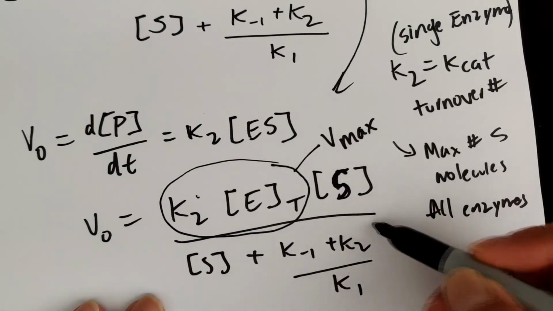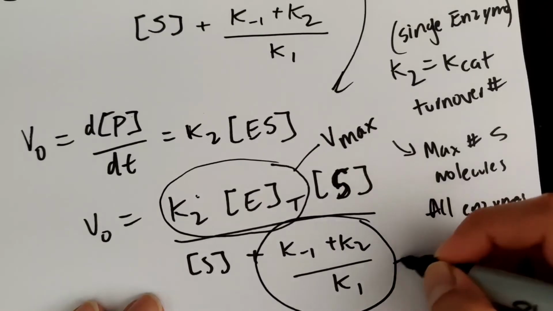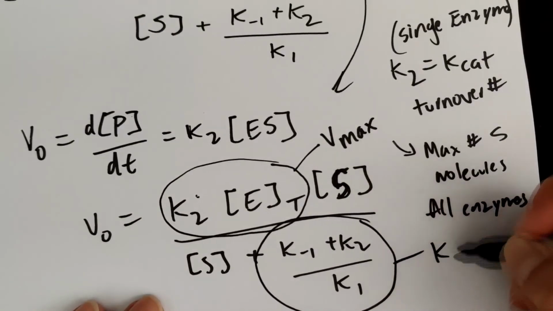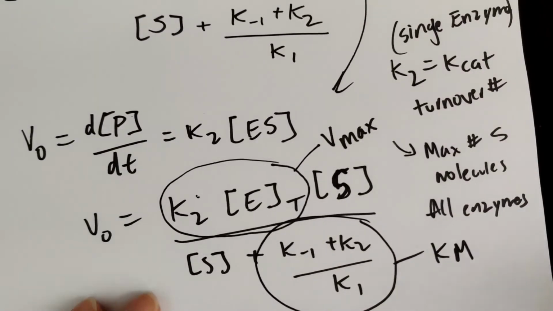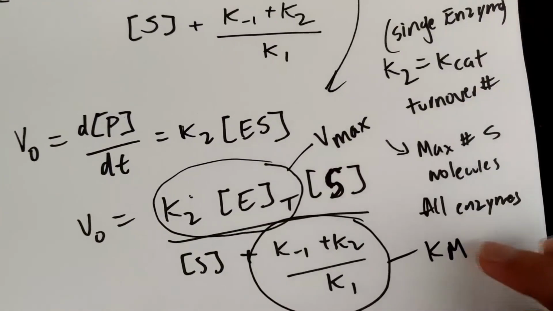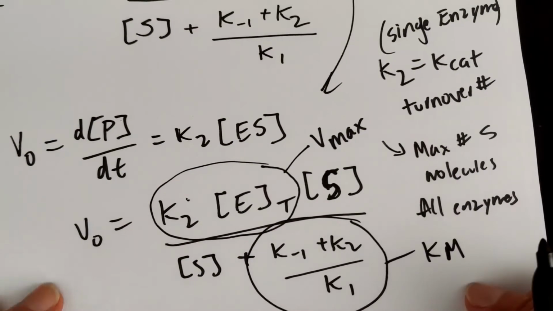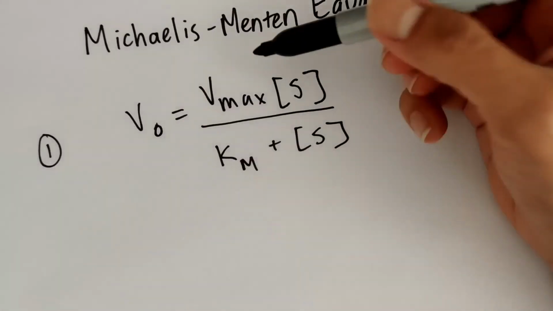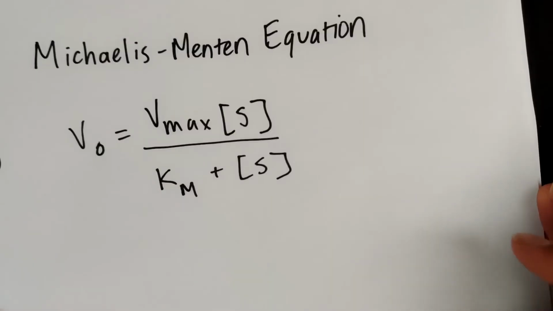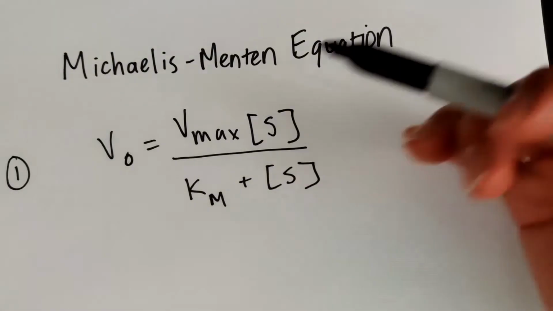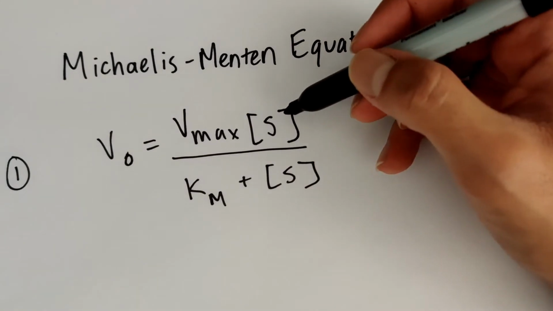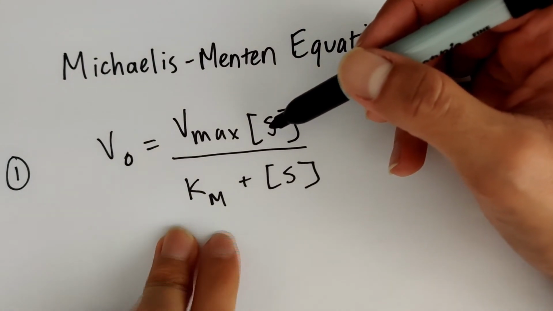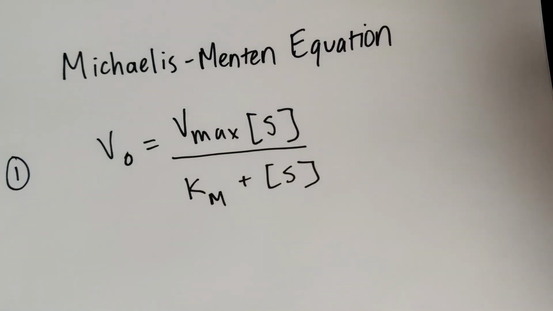But what we also have going on here, this right here, we'll refer to as Km. Okay, so let's go into a little bit of detail about Km, but first let's just clean this up a bit. And cleaning it up, what we actually end up getting is the Michaelis-Menten equation, where V naught is equal to Vmax times substrate concentration over Km plus substrate concentration.